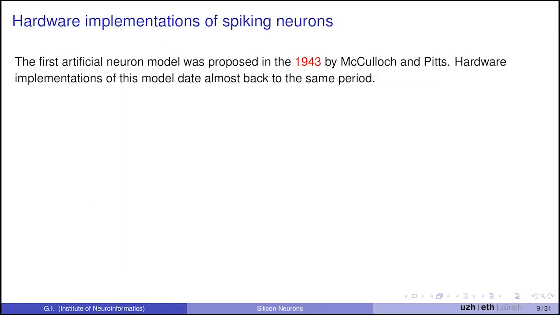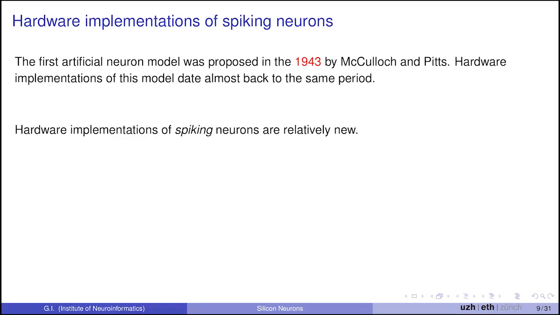Hardware implementations of spiking neurons are actually relatively recent, even though the first artificial neuron, in terms of conceptualizing it, was done in the early 40s by McCulloch and Pitts. Hardware implementations of the McCulloch and Pitts neuron, not spiking, date almost back to the same period, so they're very, very old. Spiking neurons, on the other hand, are more recent, even though they're still, in our terms, very, very old, and they go back to the late 80s, early 90s.